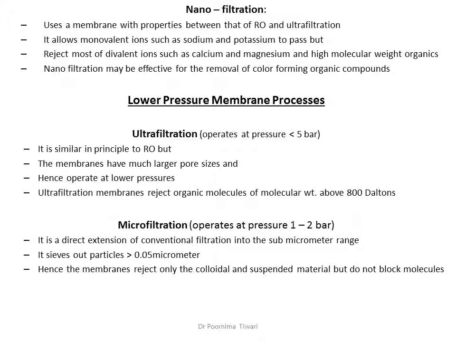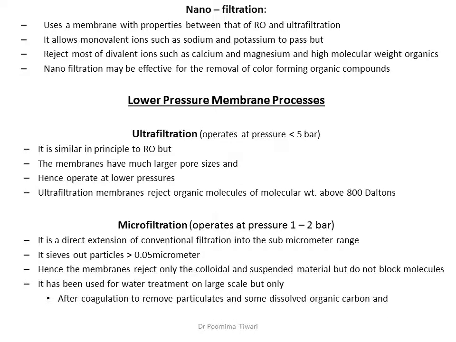Microfiltration has been used for water treatment on a large scale, but only in conjunction with other processes, like after coagulation of water to remove particulate and some dissolved organic carbon, and then subjecting it to microfiltration, and sometimes prior to reverse osmosis, so that the permeate flux in reverse osmosis is better because it has already been treated with microfiltration.